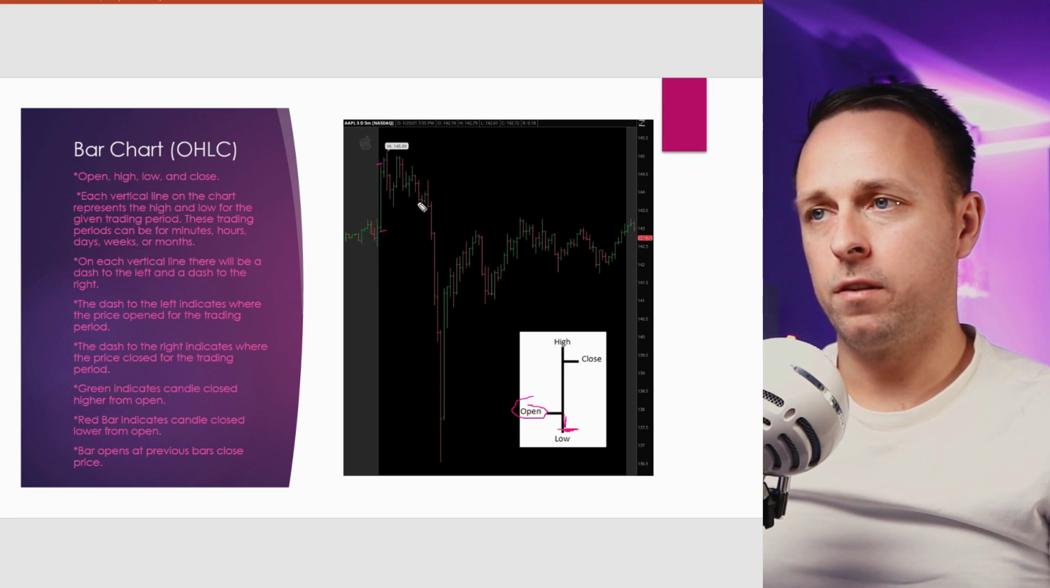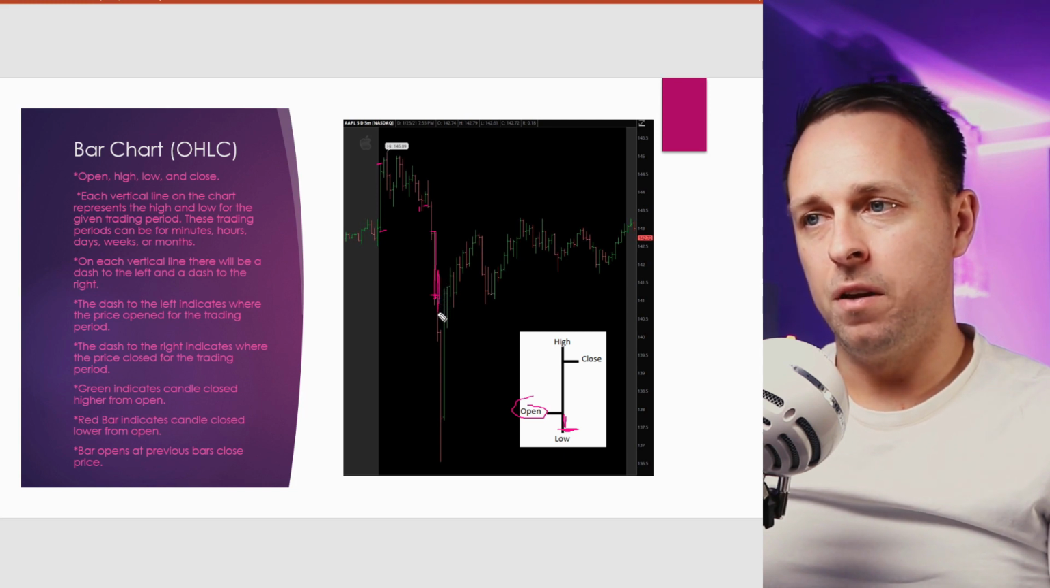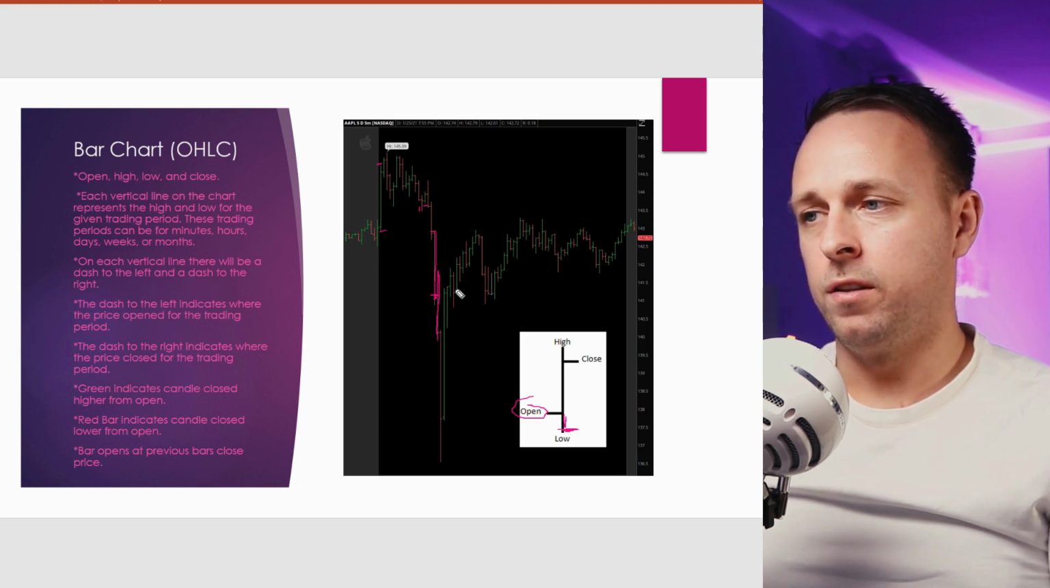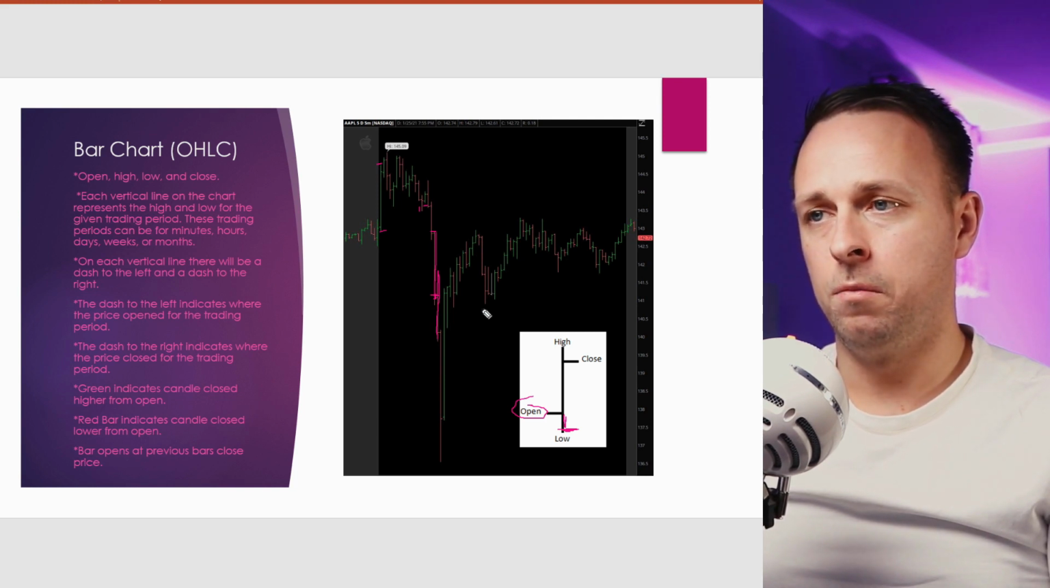So this is a perfect example right here. We have all of these going straight down. So this one closes here, this one opens, goes down, closes, this one opens. As you can see, this one opens, it jumps up for that 1 minute, and then before the 5 minutes is over, it goes right back down and it closes at the lows, and so on and so forth. Again, the red bar indicates the candle closed lower from the open, and the green indicates that the candle closed higher from the open.